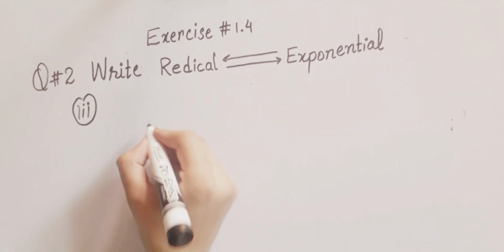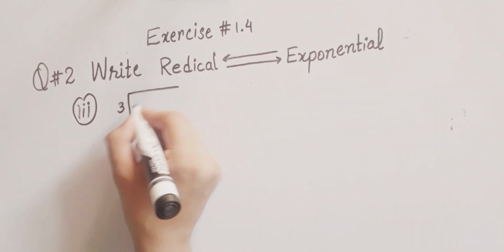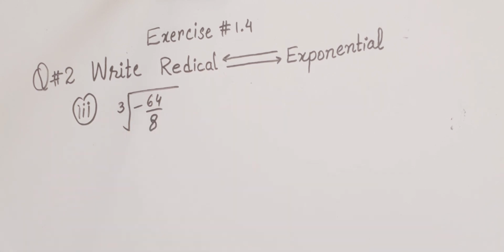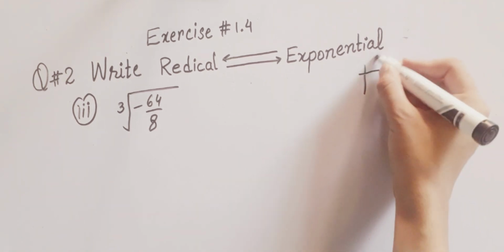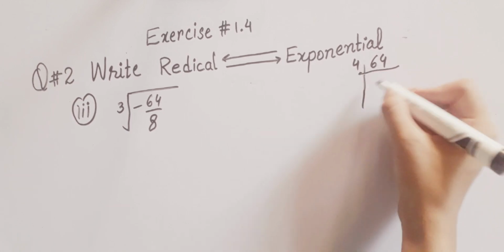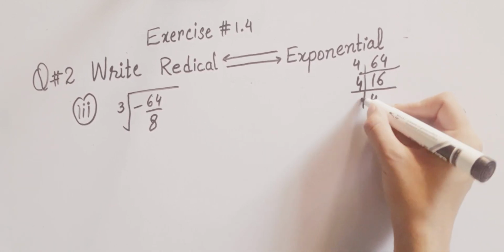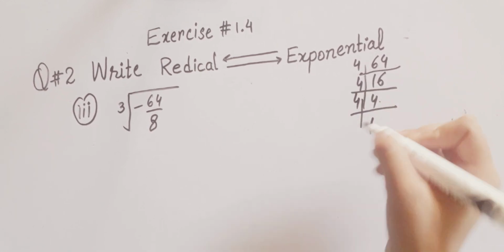Now we have part number 3, the cube root of minus 64 by 8. Now we will make the prime factors of 64 and 8. When we divide 64 by 4, we have 16. 16 divided by 4, we have 4. When 4 is divided by 4, we have 1.